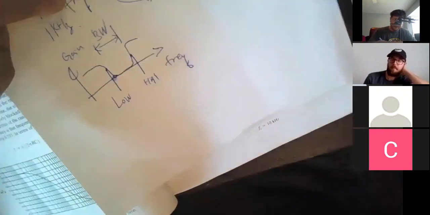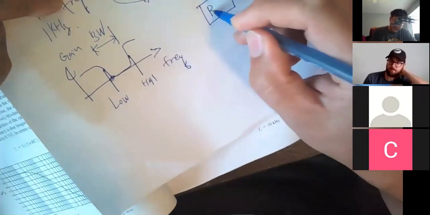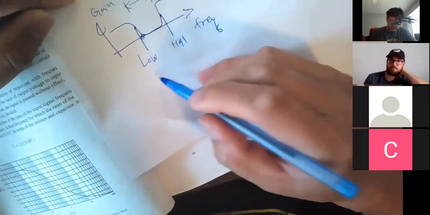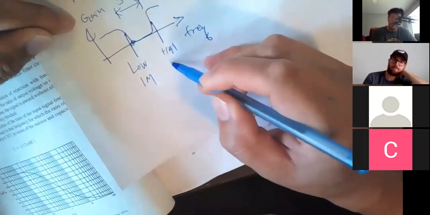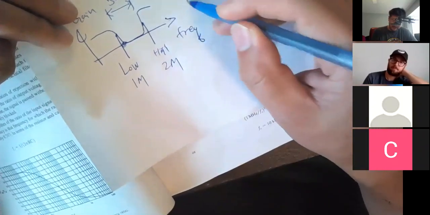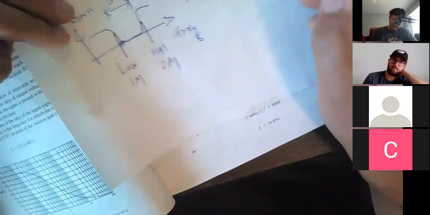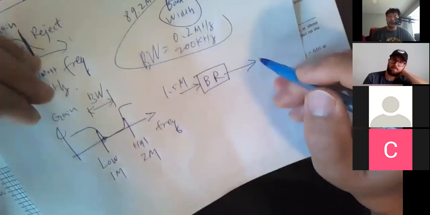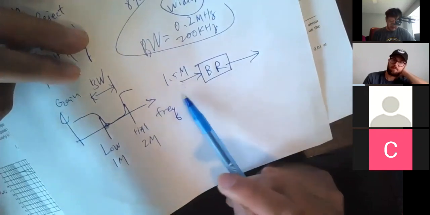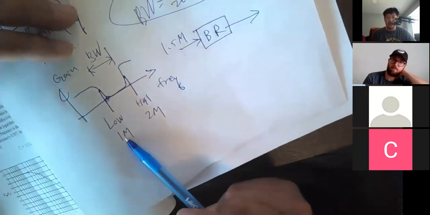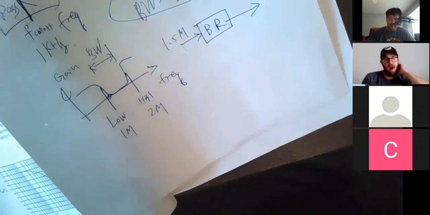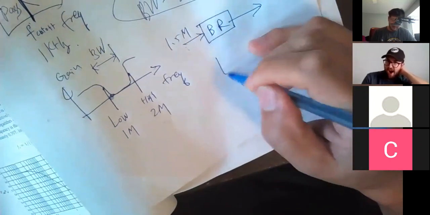So, band reject. If the low cutoff is 1 mega and the high cutoff is 2 mega, and your input signal is 1.5 mega, there's no output. Why? Because this 1.5 megahertz is just inside this trap. Inside this trap, so there's no signal.